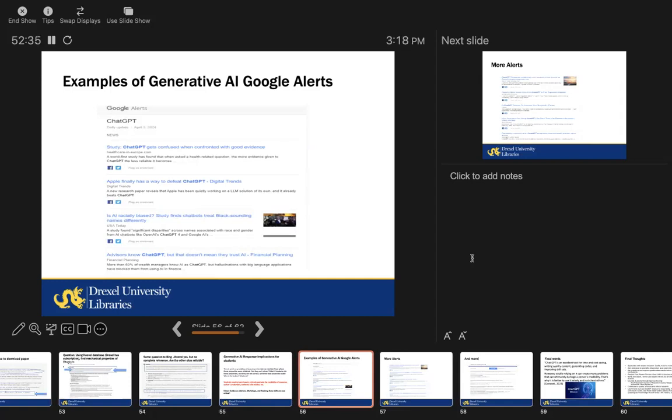But I'm just giving you some alerts, even if you go to the whole article, you actually see what it is. Is AI racially biased? Study finds chatbots treat Black-sounding names differently. And that is published in USA Today. Advisors know ChatGPT, but that does not mean they trust AI financial planning. So just a screenshot of the four. Let's go to the next.